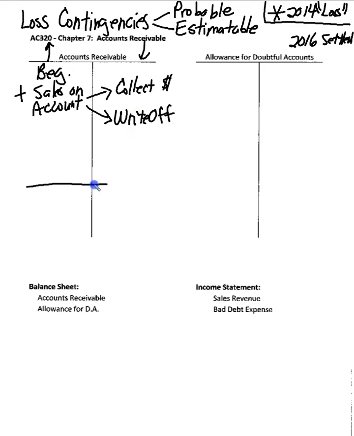Okay, and then I'm going to jump down here. So we start with a balance, we have sales on account, either we collect it or we don't, and then we have our ending balance. We also have the contra asset, the allowance account. Now the allowance account also will have a beginning balance. Let me erase some of this, I'll give myself some space here.